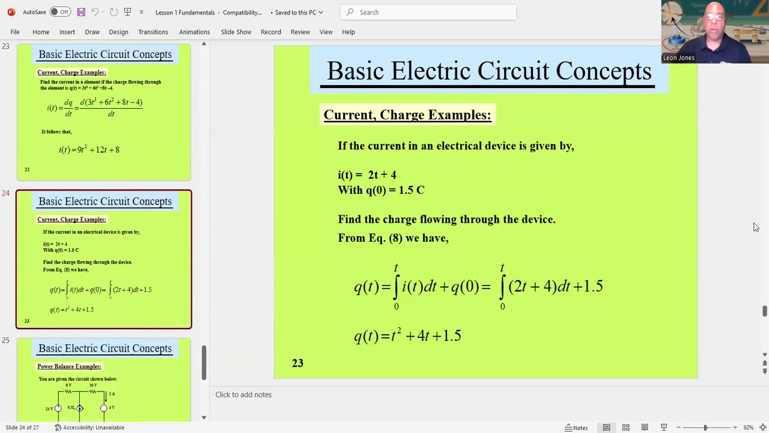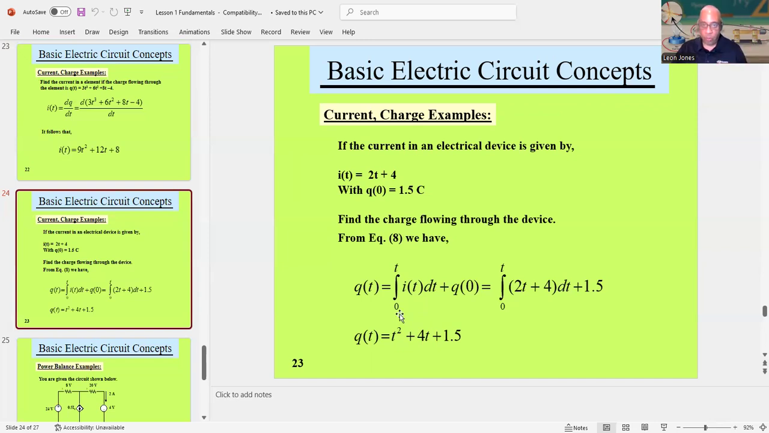Now, if the current in an electrical device is given by i(t) equals 2t plus 4, with q(0) equaling 1.5 coulombs. That is not Celsius, that's coulombs. Find the charge flowing through the device from this equation. So let's plug everything in. The equation is the integral of i(t) dt. Now you have your limits of integration here. They go from 0 to t.